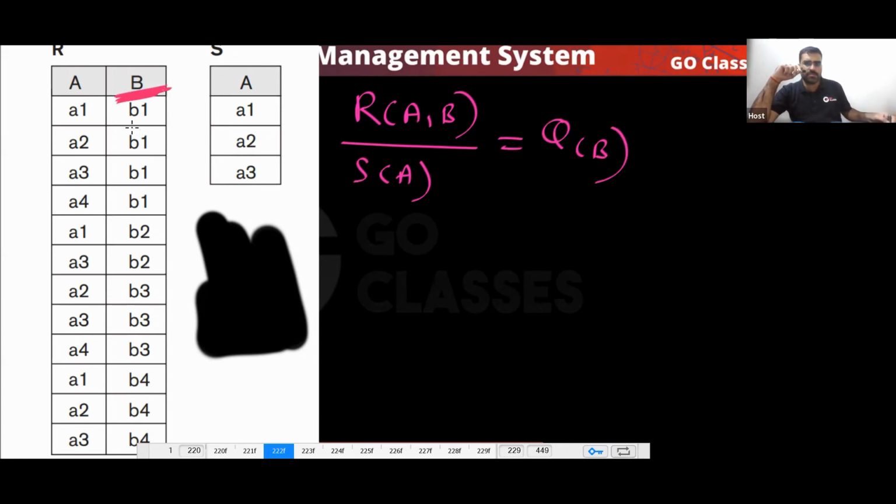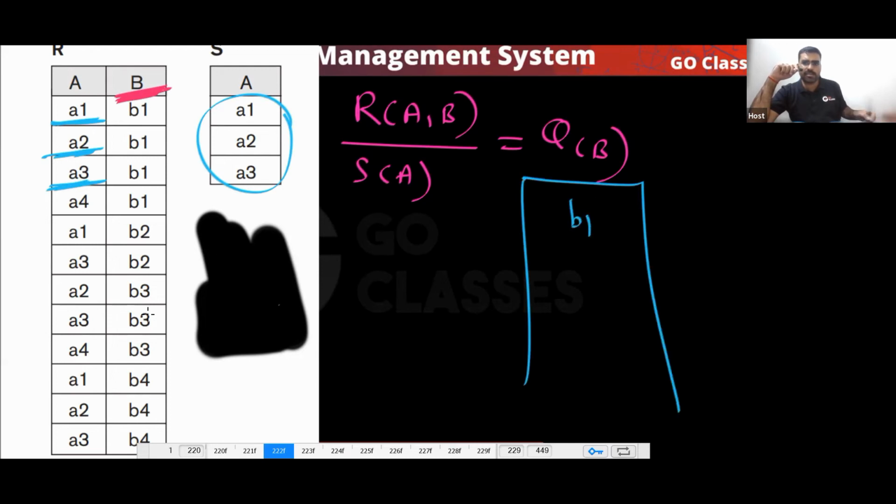This B1 is paired with everyone here. Can I say this B1 is paired with A1? This B1 is paired with A2. This B1 is paired with A3. Yes or no? So definitely this B1 will come, correct? Because this B1 is paired with A1, A2, A3.